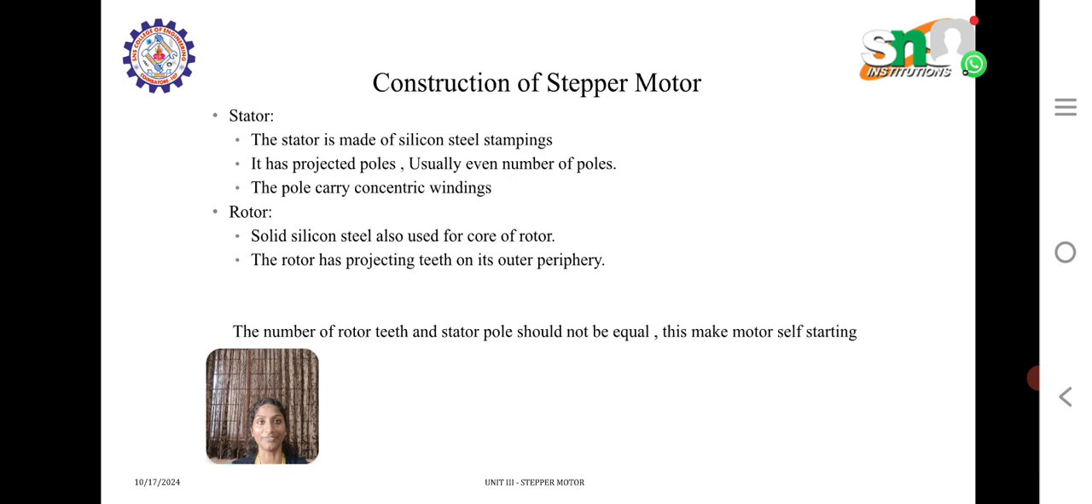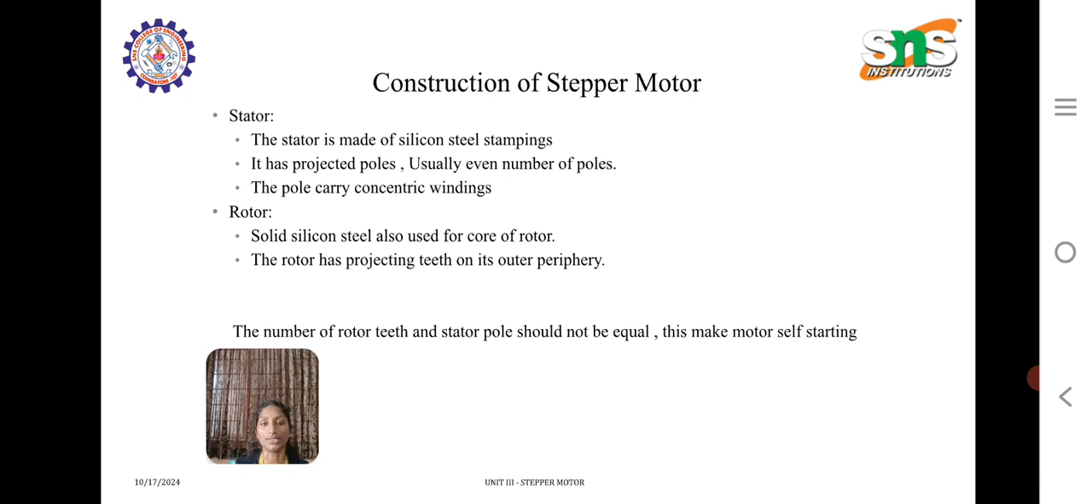Coming to the construction of the stepper motor, as all motors have, it also has a stator and a rotor. The stator is made of silicon steel stampings and it has projected poles, usually an even number of poles. The poles carry concentric windings. Coming to the rotor, it is solid silicon steel used for the core of the rotor, and the rotor has projecting teeth on its outer periphery.